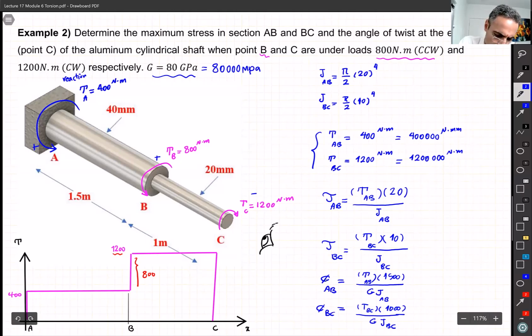And by the way, if we follow what Mohammed suggested earlier for the sign, then we should put this plus here because the T they are positive, right? So this is phi AB, this is phi BC. The angle of twist for the portion of AB and BC. The question wants the total angle of twist at point C, right? Phi total, then it's going to be phi AB plus phi BC. All right, so this is how then we solve a more complicated problem like this one.